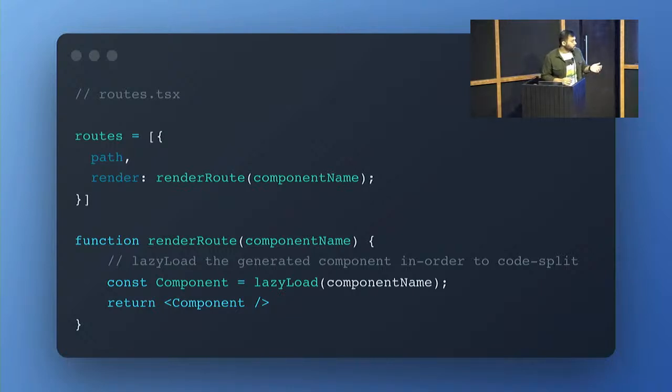This is how our routes file looks now. There's just one route right now, but imagine there are 1300 such routes. We define the path, and then we define a render function. Within that render function, we pass the component name that needs to be rendered for that particular path. And within render, we are basically lazy loading that component.